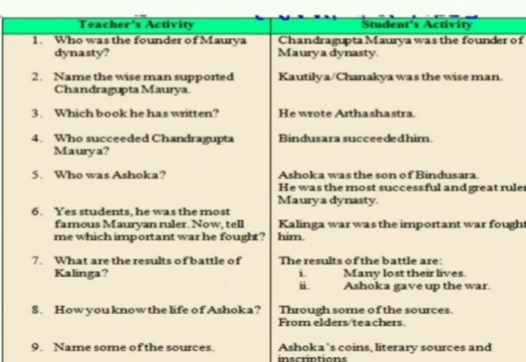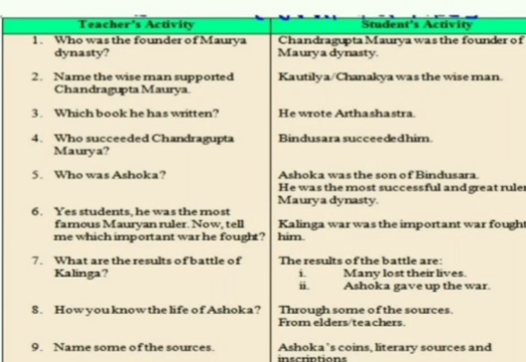Chandragupta Maurya was the founder of the Maurya dynasty. Name the wise man who supported Chandragupta Maurya. Kautilya, Chanakya was the wise man. Which book did he write? He wrote Arthashastra. Who succeeded Chandragupta Maurya? Bindusara succeeded him. Who was Ashoka? Ashoka was the son of Bindusara. He was the most successful and great ruler of the Maurya dynasty. Yes, students, he was the most famous of the Mauryan rulers.